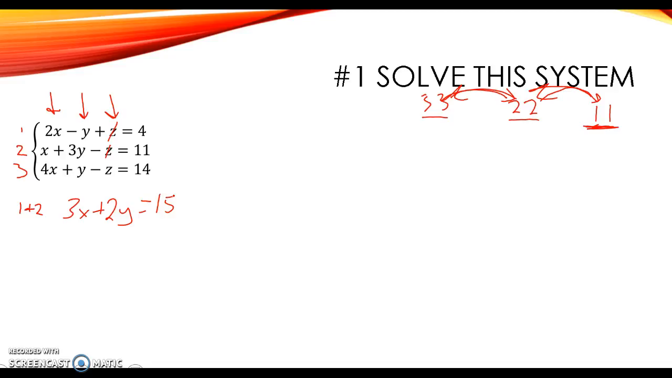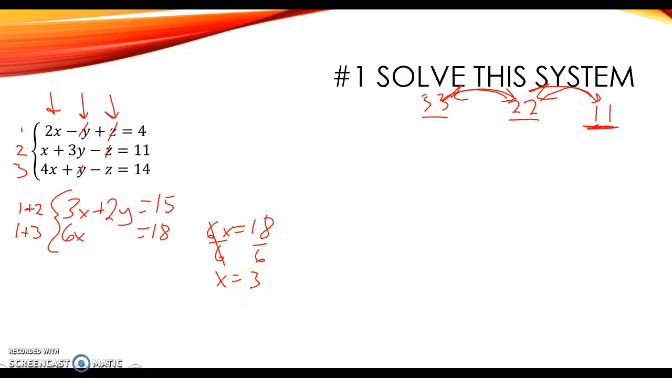Then I can do the same thing with equation 1 and equation 3. If I add those equations together, 2x plus 4x will give me 6x. A negative y and a positive y, well, those are eliminated. That's kind of a bonus here because the z's are also eliminated, and then 4 plus 14 just gives me 18. Now I have a system of two equations with two variables, and it's kind of nice because I also have one equation with one variable. If I take 6x equals 18, that's one equation with one variable, and I can use that to solve for x. If I divide both sides by 6, I'll have that x is 3.